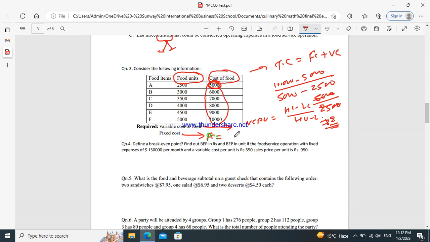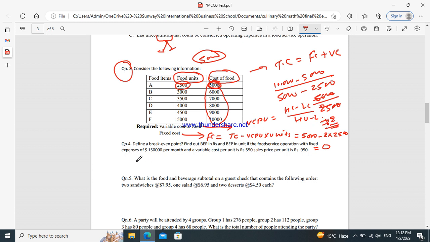Therefore, FC is equal to total cost minus BCPU into units. Now you can write over here total cost, taking 5,000 minus BCPU, which is 2, into units, which is 2,500. Therefore fixed cost is 0. Don't worry about it, and this answer is completed. BCPU is variable cost per unit. If you want to calculate the variable cost, 2 into 2,500 is equal to 5,000. Basically we can find this out from the data, so it is not necessary to calculate another total amount.